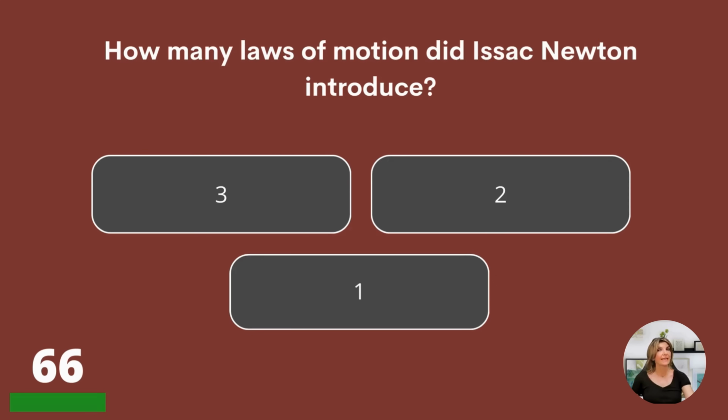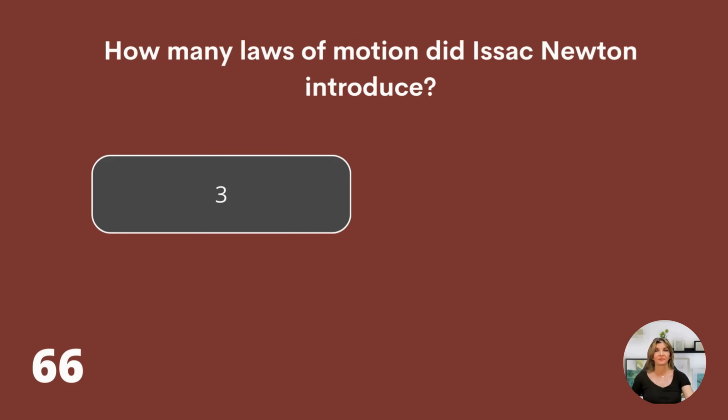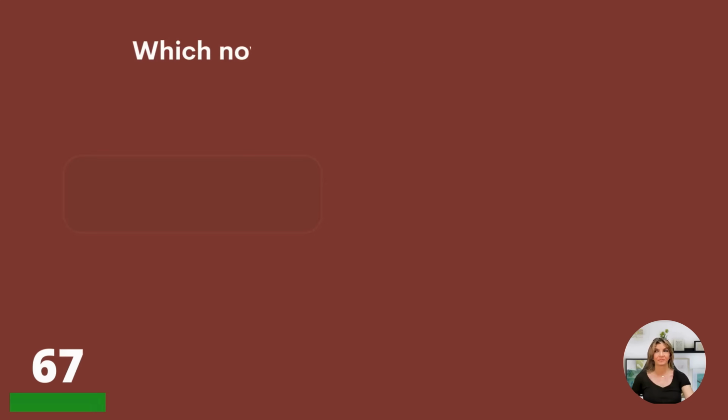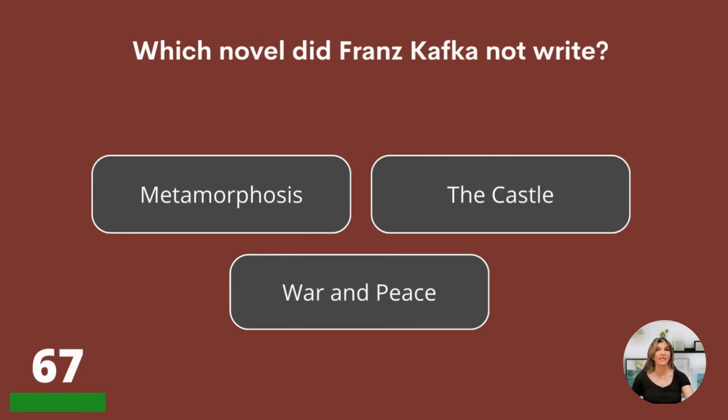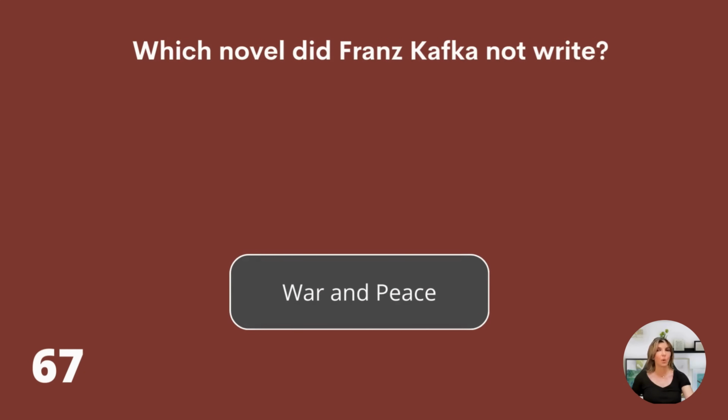How many laws of motion did Isaac Newton introduce? 3, 2, or 1? Three. Which novel did Franz Kafka not write? Metamorphosis, The Castle, or War and Peace? War and Peace.